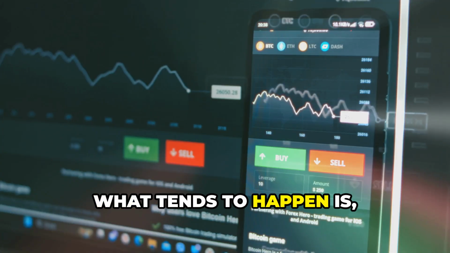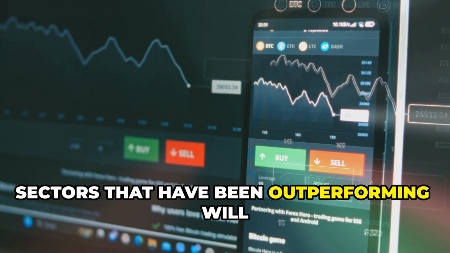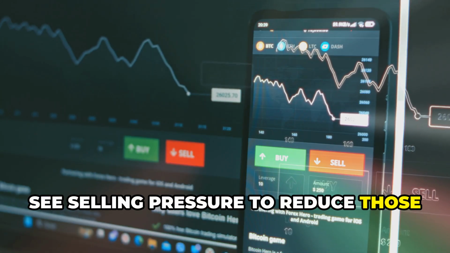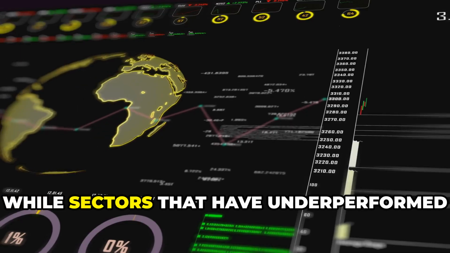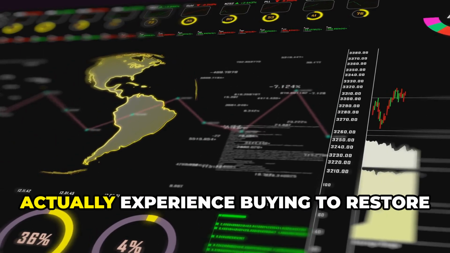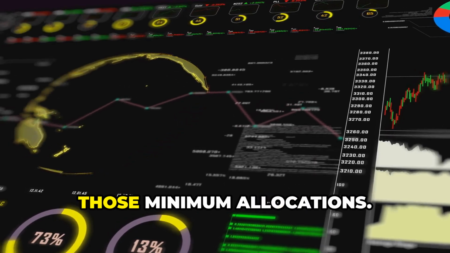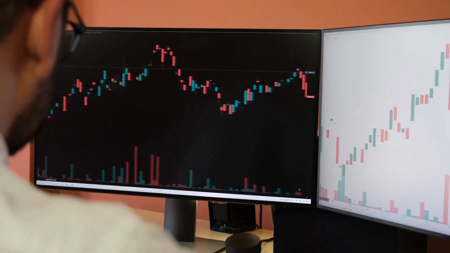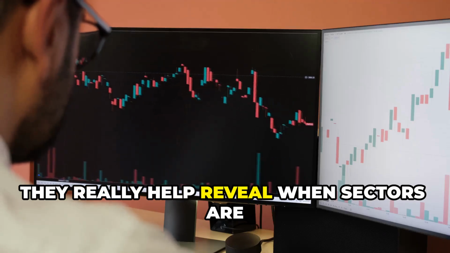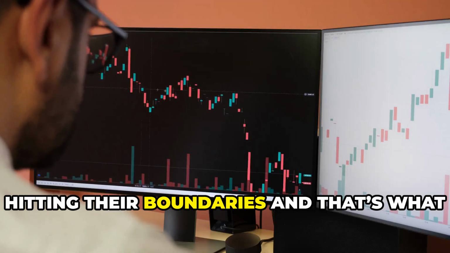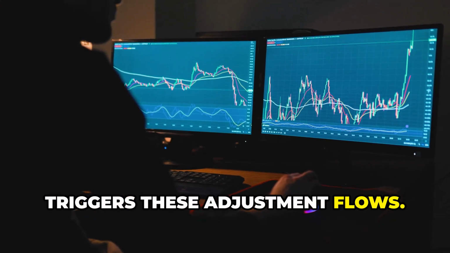What tends to happen is, sectors that have been outperforming will see selling pressure to reduce those overweight positions, while sectors that have underperformed actually experience buying to restore those minimum allocations. Price channels really help reveal when sectors are hitting their boundaries, and that's what triggers these adjustment flows.